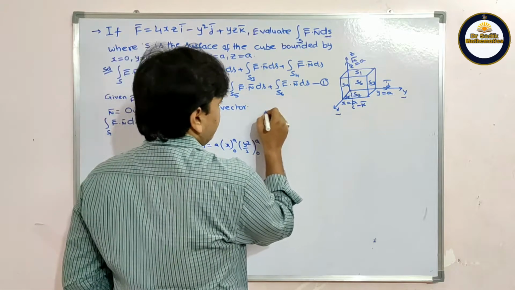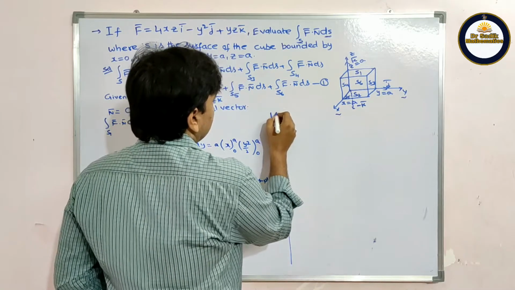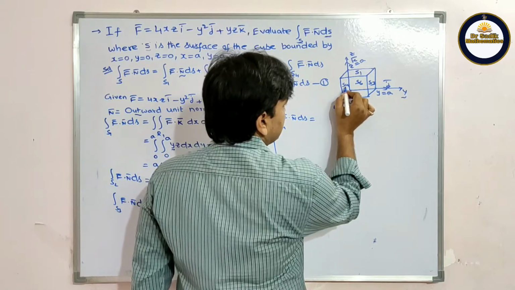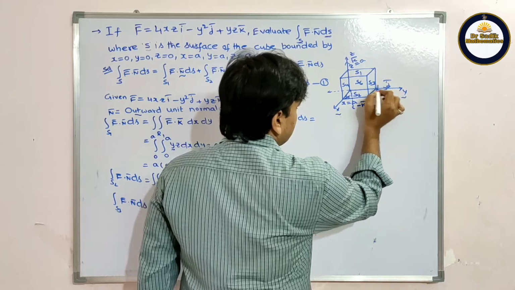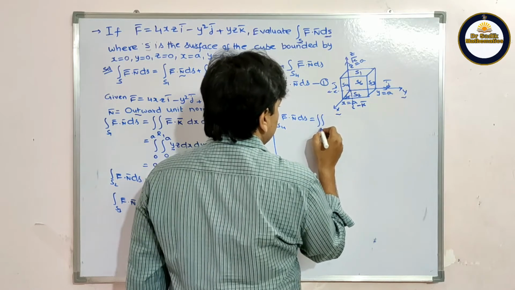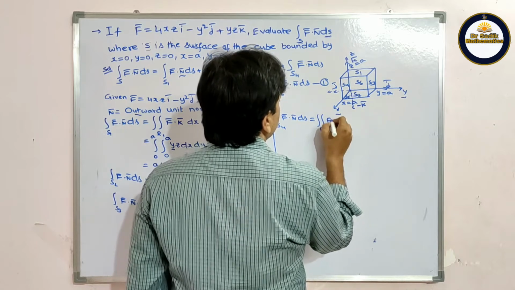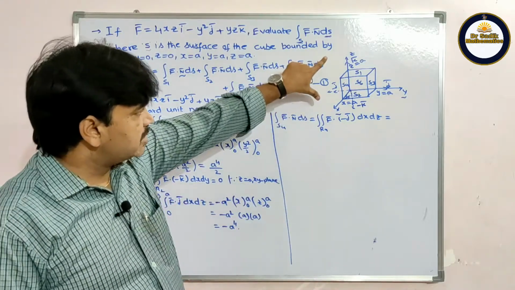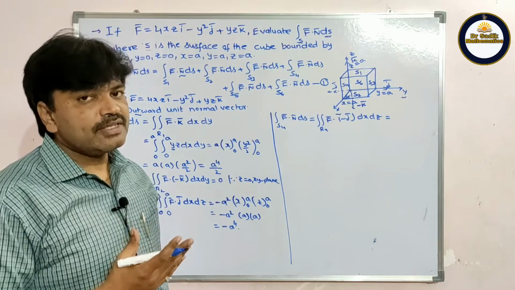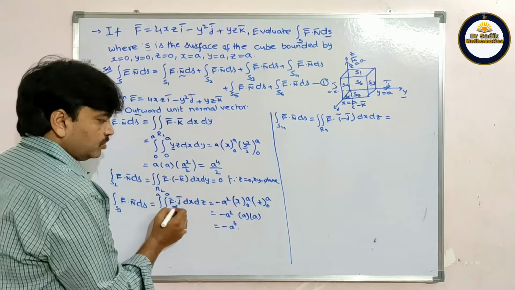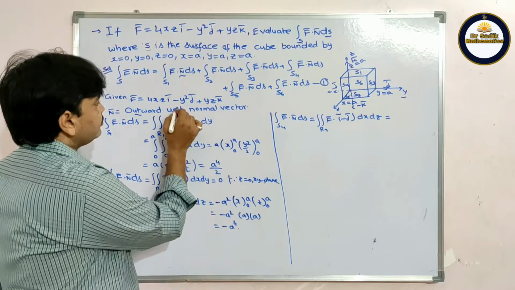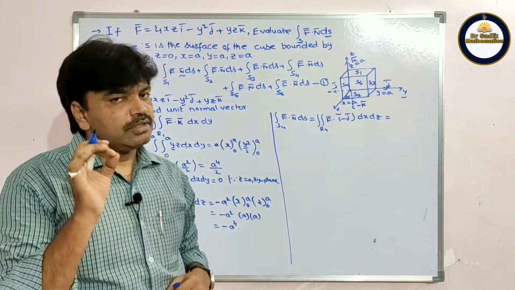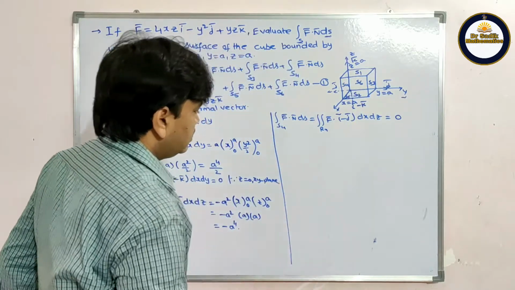Now take the fourth integration, the integral over S4 of F bar dot n bar dS. See friends, for S4, what is the outward normal? Previously we got j bar, now this time it is minus j bar. So the double integral over R4 of F bar dot minus j bar dx dz. This is the xz plane. In the xz plane, what is the y value? The y value is 0. F bar dot j bar gives y, and in the xz plane y is 0. So this value is 0.